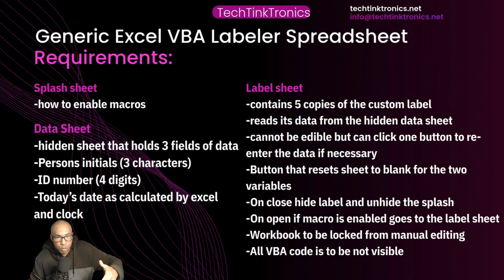So what's going to happen is when the sheet is closed, and you move it to an area of a computer or a file or location where macros are not enabled, it's going to tell you that macros are not enabled by the code, and we'll tell you how to do that if you stay tuned with us. So if the macro is enabled, it goes to the label sheet, and it gives you those buttons where you could print it or you could enter your data for the sheet, then print it. The workbook will be locked for manual editing. All VBA code is not to be visible at the end of this project.